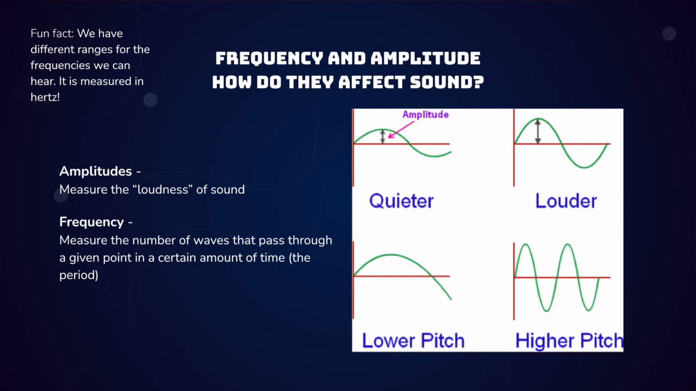Now that we know the parts of the wave, we can talk about how they affect the sound. Amplitude is a measure of loudness, the distance between the equilibrium and compression, as Nisha mentioned. Depending on the size of the amplitude, the sound is either louder or quieter. Similarly, frequency is a measure of the number of waves that pass through a given point in a certain amount of time, which is called the period. The more waves that pass through, the higher the pitch, and the fewer, the lower the pitch. Fun fact, we have a different range of frequencies that we can hear, and frequency is measured in hertz.